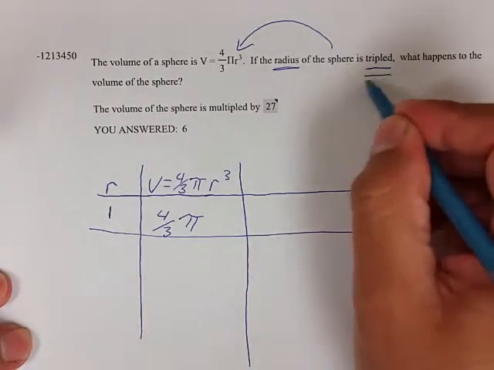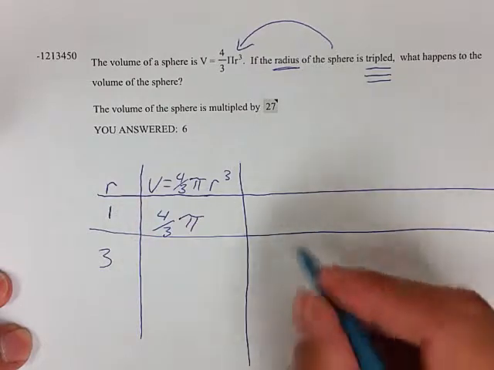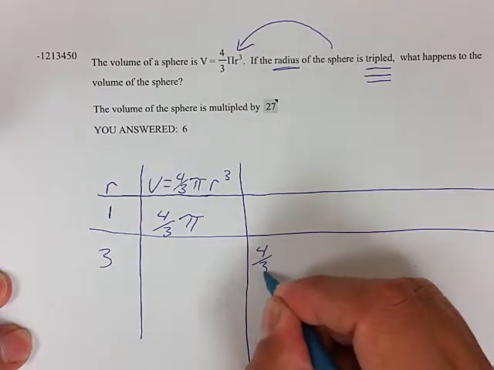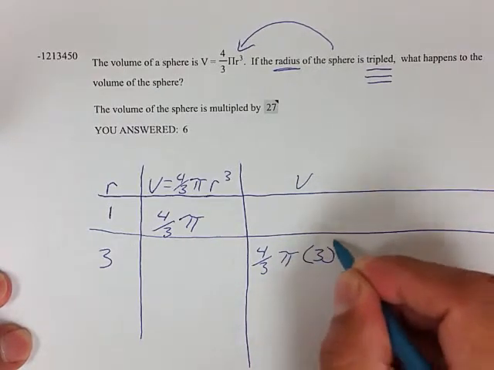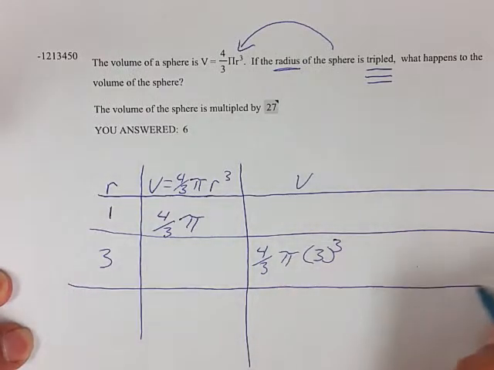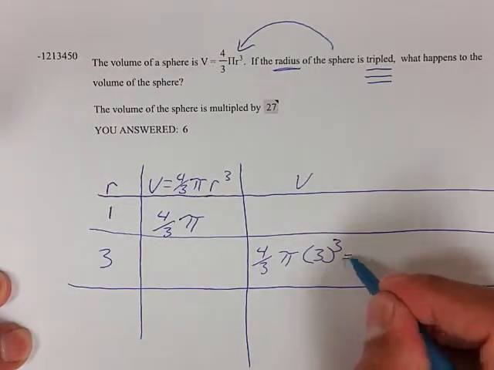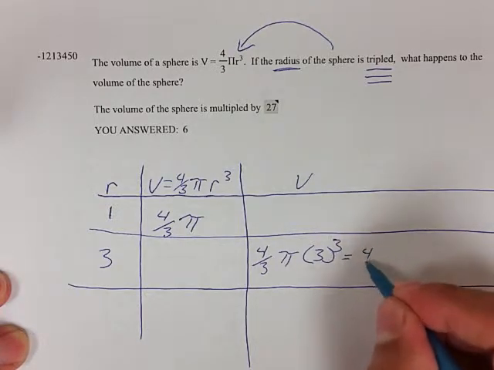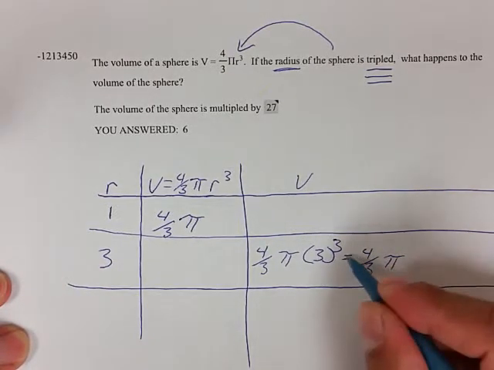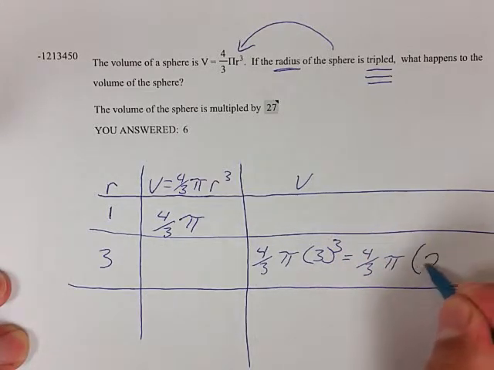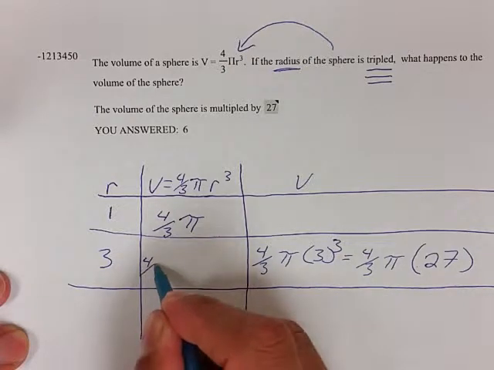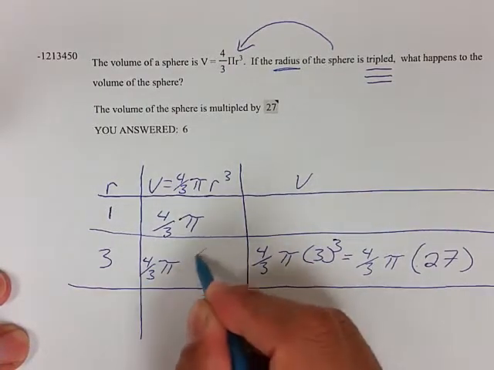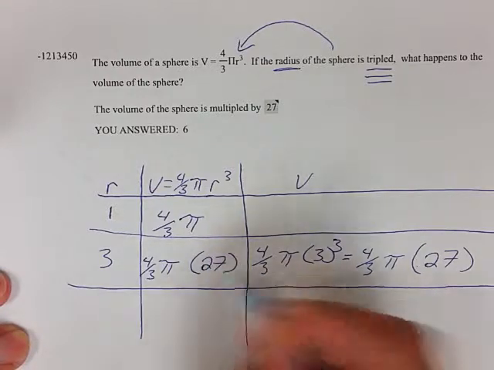Now I'm going to triple the radius. So let's go over here. 4/3, this is my volume, pi times 3 cubed. As I simplify this, 3 cubed is 27. Now, of course, I can reduce with the 3 here, but I'm not going to. What I'd like to do is just write this over here, 4/3 pi times 27.